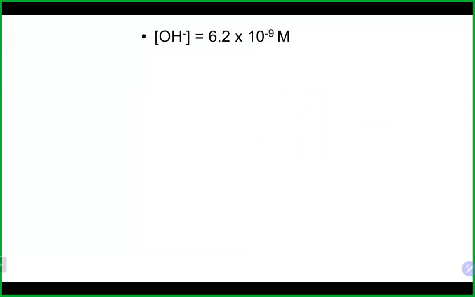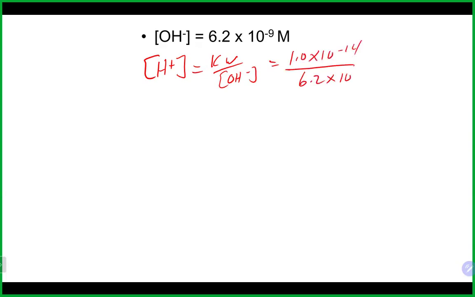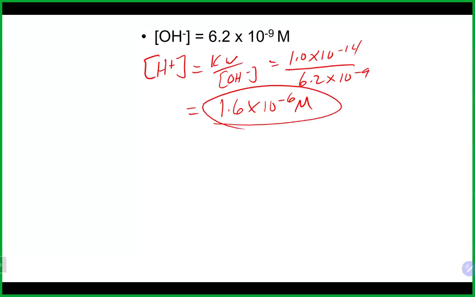The next one we had was this, which is our OH minus concentration. Once again, it doesn't matter which one they give you. It really is the same calculation. So in this case, KW divided by the OH minus gives us 1 times 10 to the minus 14 divided by 6.2 times 10 to the minus 9. Once again, make sure you punch it in correctly on your calculator: 1 to the negative 14 divided by 6.2 to the negative 9. That gives us 1.6 times 10 to the minus 6 molar in this case.